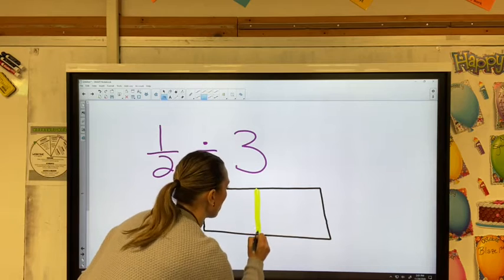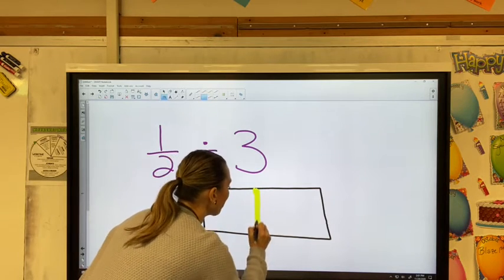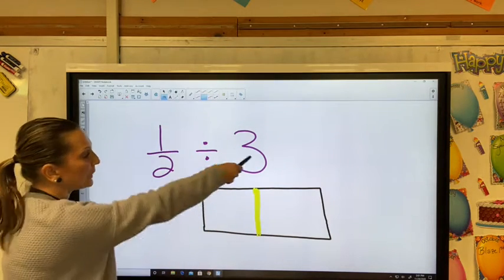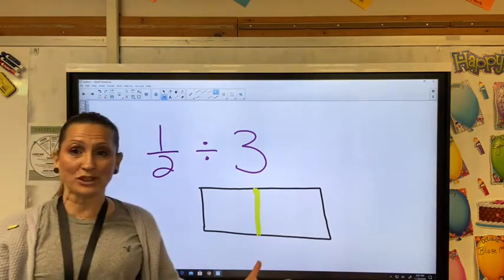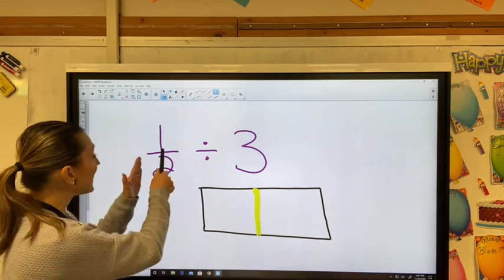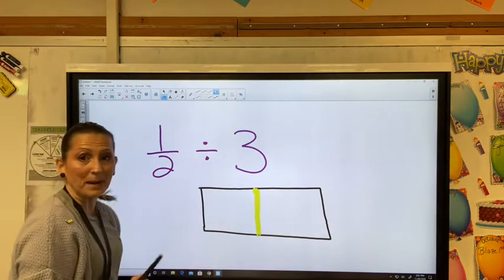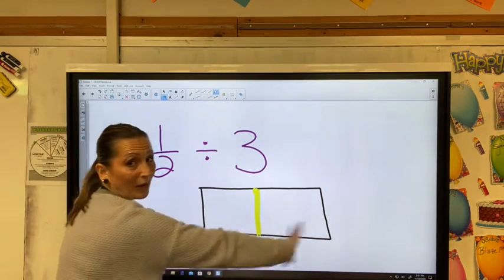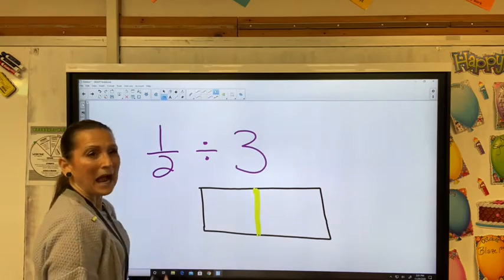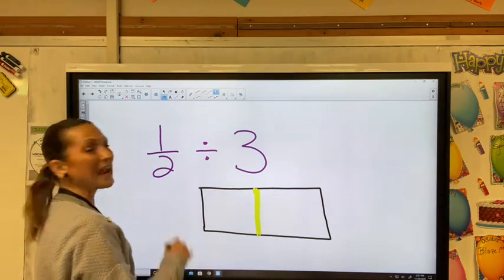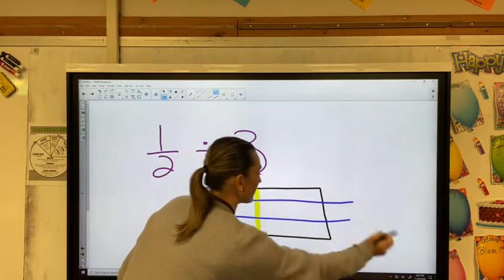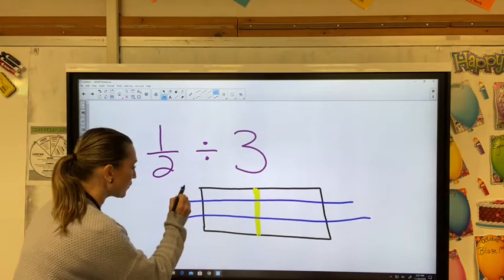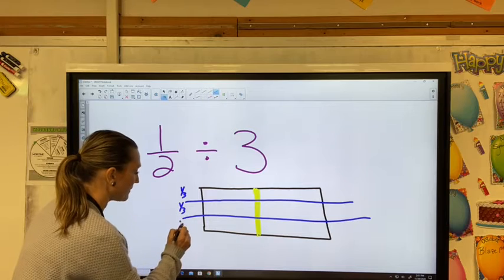There's half of the whole. And what I want to do with that half is split it into thirds. Well, since we know that everything is based on wholes, when I take that half and break it up into thirds, I'm just going to split my whole into thirds. There we go. Because now there's 1/3, 1/3, 1/3.